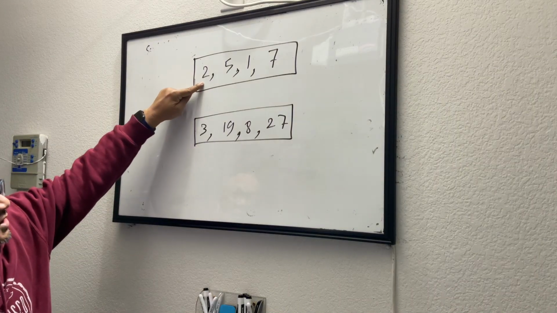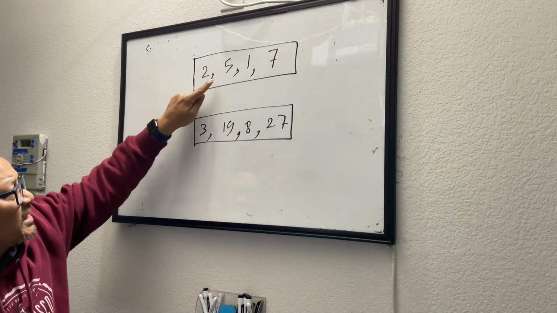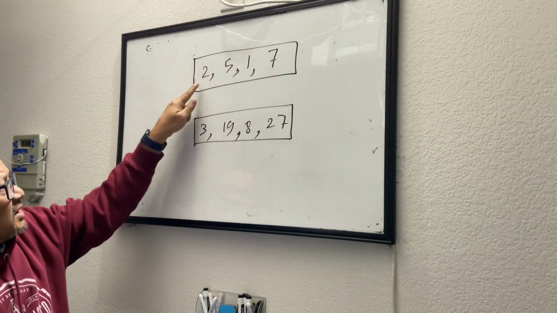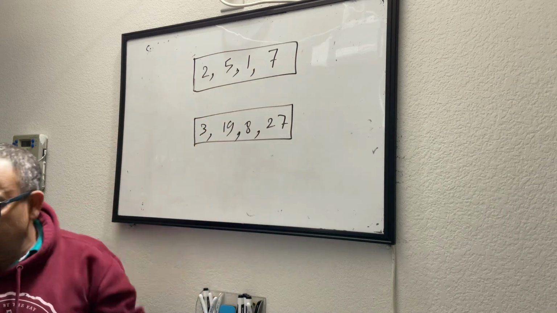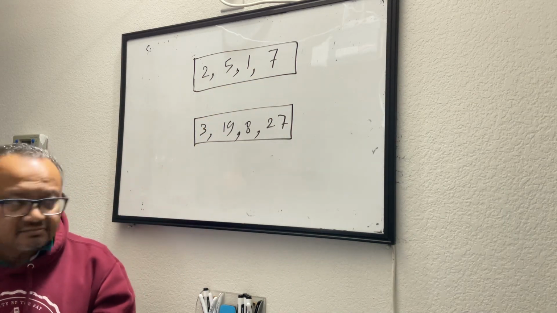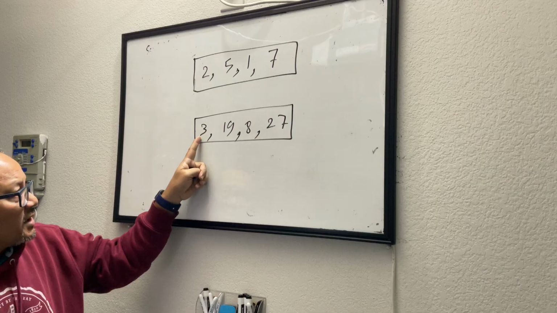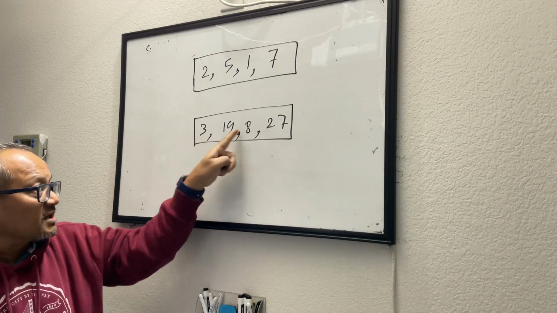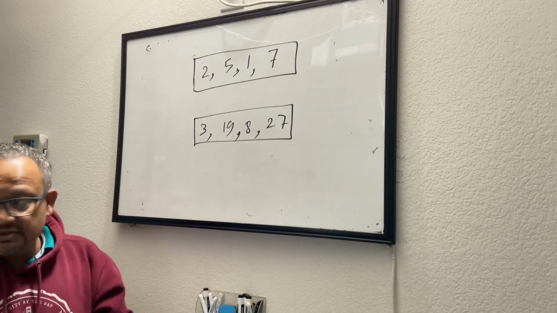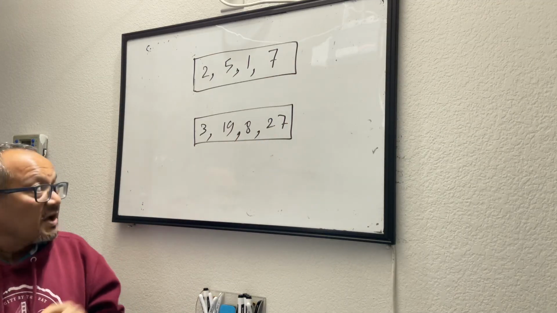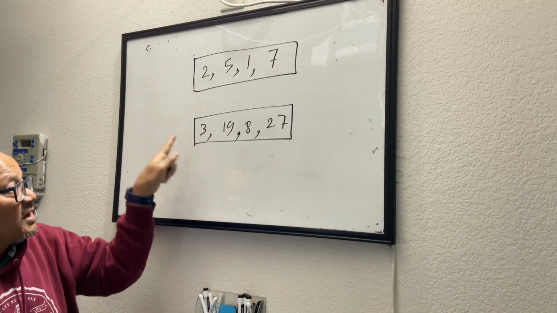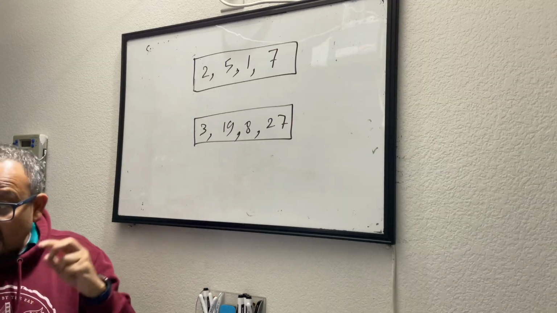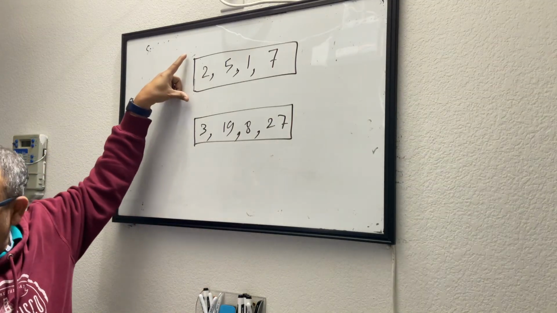If you look at the first set of data, look at the difference between these numbers: 2 to 5, 5 to 1, 1 to 7, it's in the range of single digits. Here, the difference between 3 and 19 is 16. 19 and 8 is around 11. 8 and 27 is again 19. We are seeing much more variation in the values compared to the first set. When there is a lot of variance, that is what we mean by deviation, right?